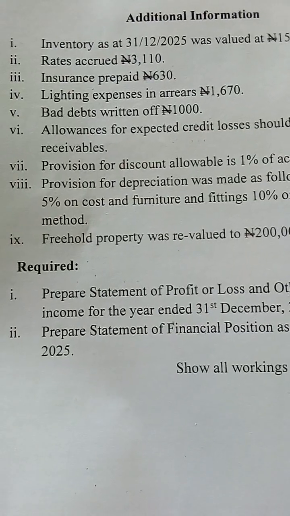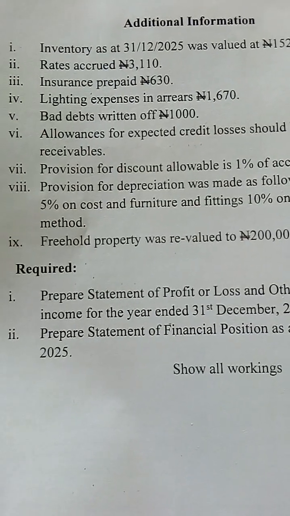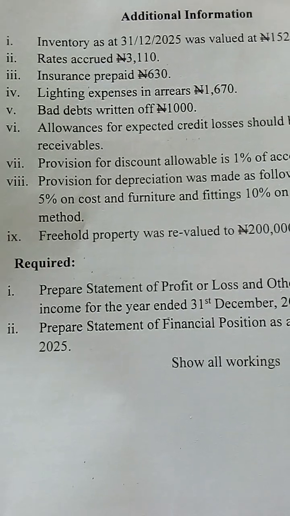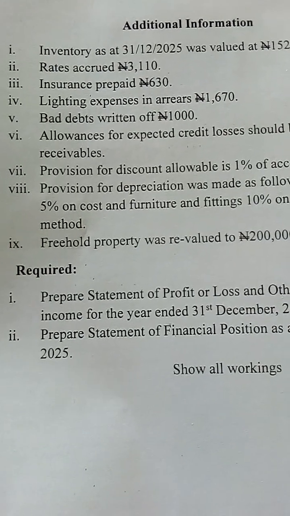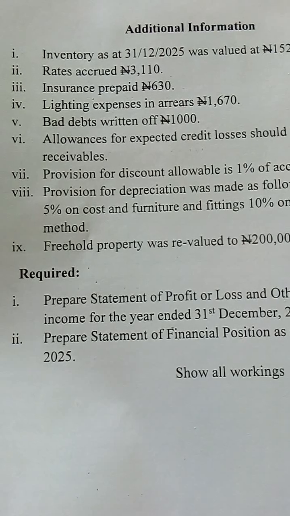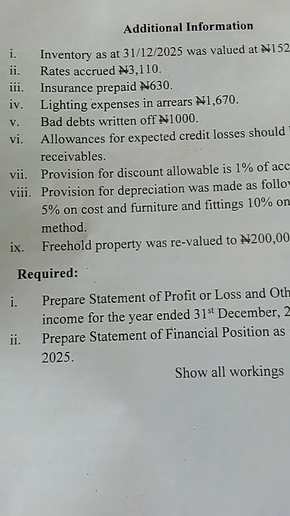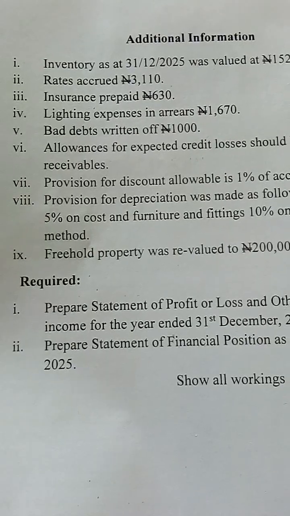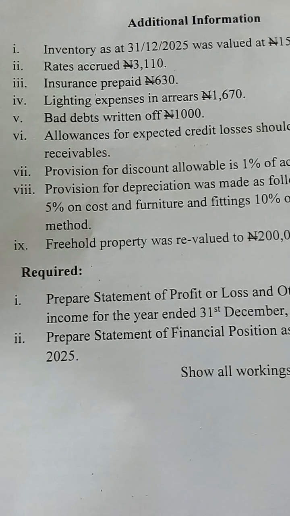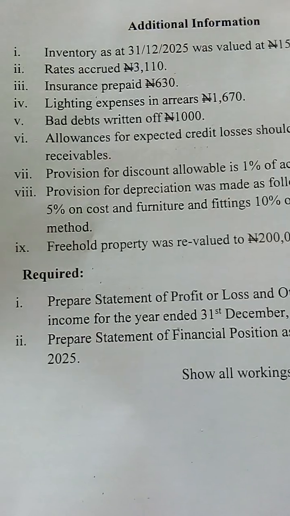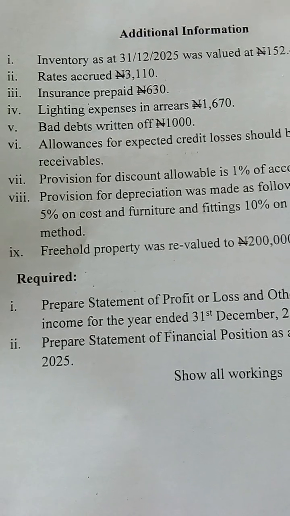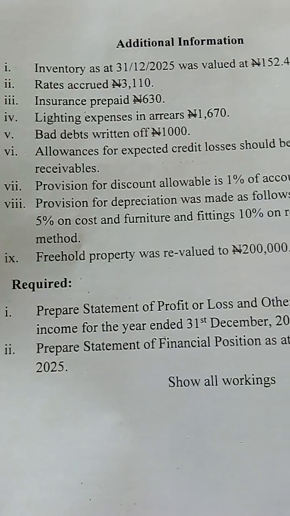Lighting expenses in arrears, that is the fourth one, 1,670 naira. The fifth, bad debts written off, 1,000 naira.